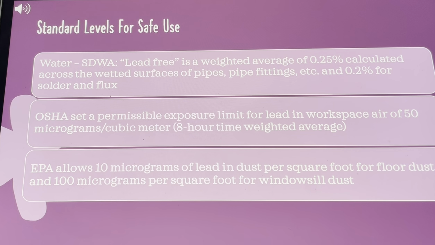OSHA set a permissible exposure limit, or a PEL, for lead in workspace air of 50 micrograms per cubic meter over an 8-hour time weighted average. EPA allows 10 micrograms of lead in dust per square foot for floor dust and 100 micrograms per square foot for windowsill dust.